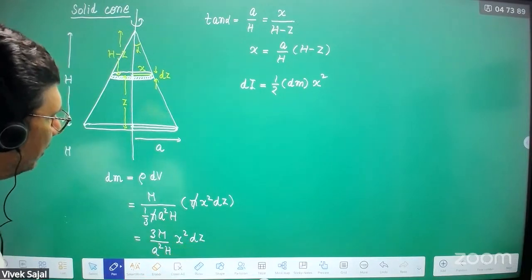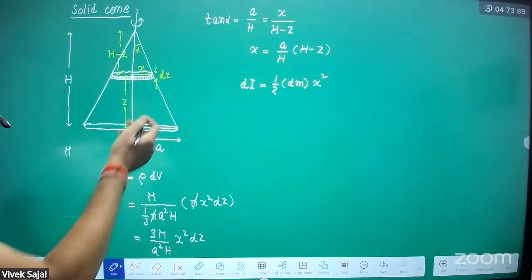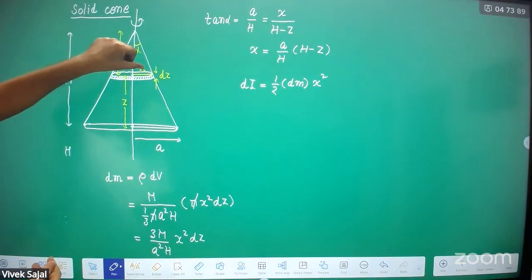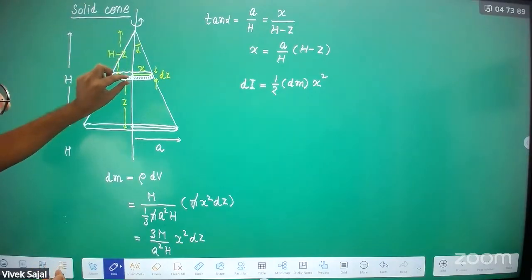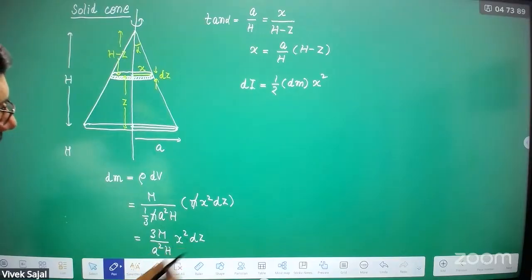Is it okay बेटा? ठीक है, check it. ठीक है, this will be. तो इसका कितना वॉल्यूम होगा? ये डिस्क है बेटा. डिस्क का क्या है? एरिया ऑफ द सरफेस, that is pi x square multiplied by its width. Width is dz. So this will be x square. This will be dm. Substitute here.